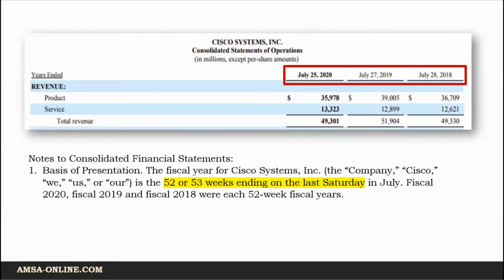Let's take a look at the income statement of Cisco Systems. It reports the results for years ending July 25th, July 27th, and July 28th. The notes to consolidated financial statements state that the fiscal year for Cisco Systems is the 52 or 53 weeks ending on the last Saturday in July. Fiscal year 2020, 2019, and 2018 were each 52-week fiscal years.